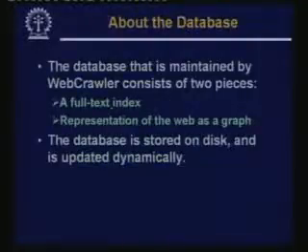Talking about the database, there are 2 parts to it. Full text index. Full text index are basically the keywords against which search results may be provided, and representation of the web as a graph. See, representation of the web as a graph, it can be implicit, it can be explicit.